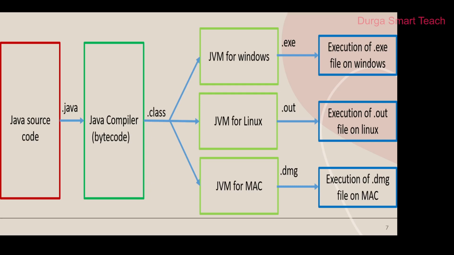After executing, it will generate the executable code. For Windows, the output will be presented as .exe, here .out, and here .dmg. So this is the extension for output: .exe file for Windows, .out for Linux, and .dmg file for Mac. So this is the process of platform independence.